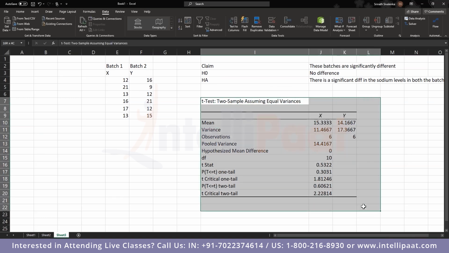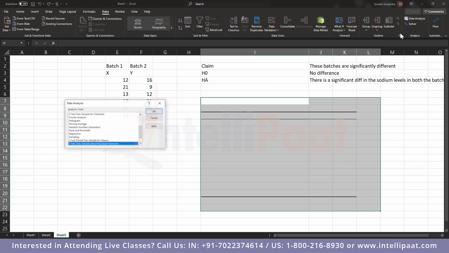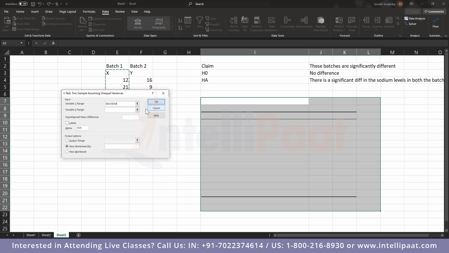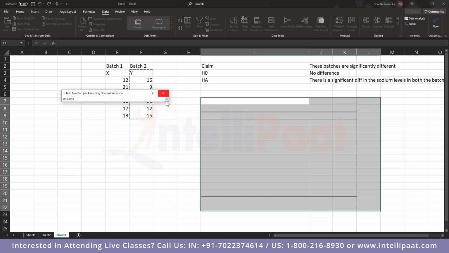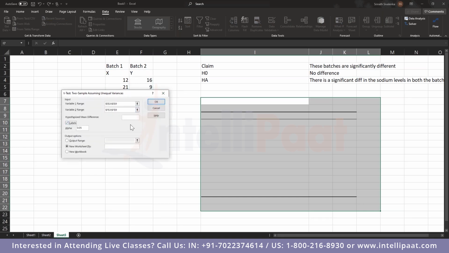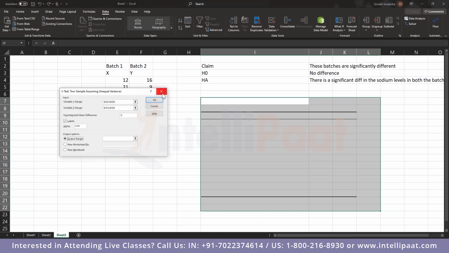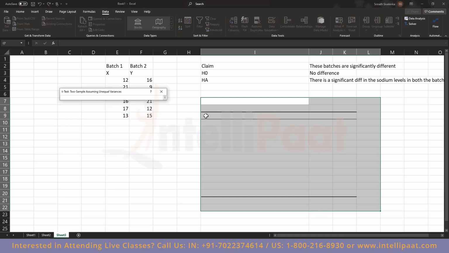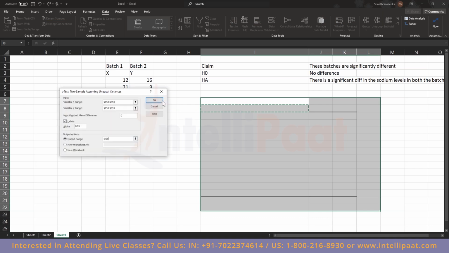Imagine if you were to do the same thing with unequal variance. Yeah, let's go here this time, unequal variances. And if you were to do the same thing, first one, second one, labels 0, output. Oops, sorry, I have to select output. This is my output.